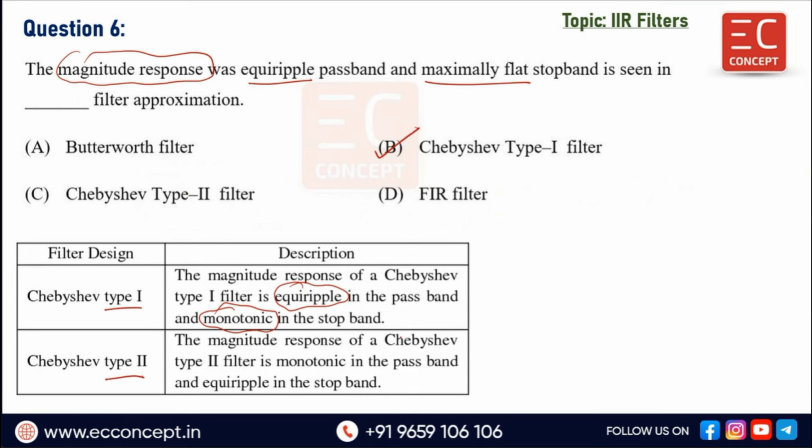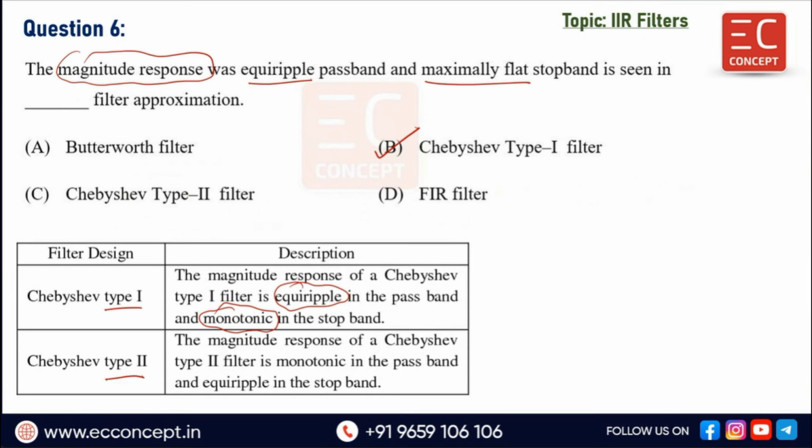The opposite, monotonic or flat pass band and equiripple in the stop band, is the Chebyshev type 2 filter, okay? This is very important, so kindly go through the magnitude response of both types of filters, okay? We will have some variation in the stop band and pass band, so kindly make a note of that.